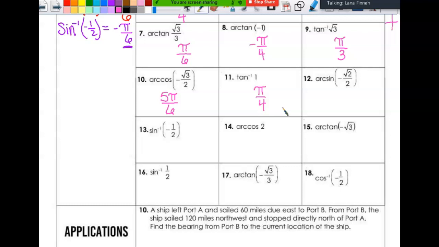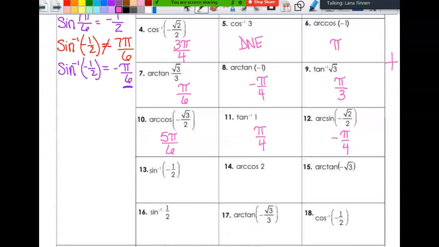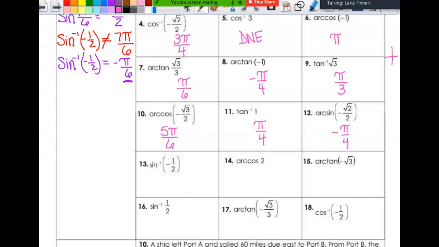Pi fourths, right? So it's at pi fourths, but since this is a negative value, this one's going to be a negative pi fourths. So look at this one, number 12, compared to number 4. Sine and cosine have the same value at pi fourths, square root of 2 over 2. But when you take it negative and take the inverse, sine has to go to the fourth quadrant, cosine goes to the second quadrant. Okay, are we good? All right, so you do the last 6.